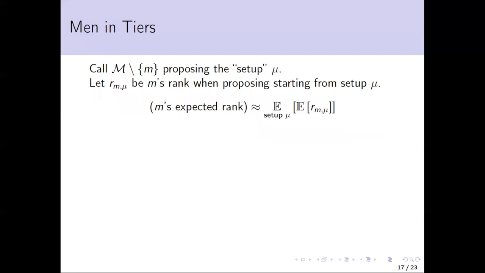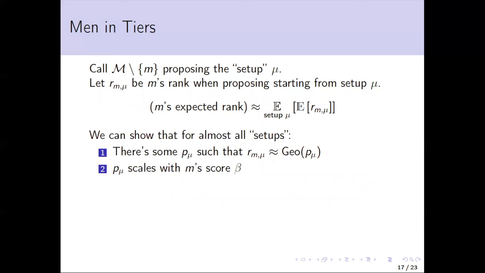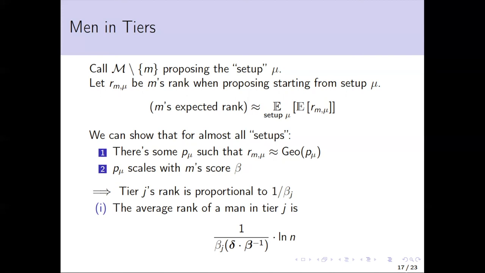So of course, our previous discussion depends on the setup μ before M actually makes his proposals. So now what we need to show is that for all setups, this is in fact true: that the number of proposals needed for M is roughly geometric, with a parameter proportional to this man's score β. And this will lead us to our final result about a man's number of proposals, where essentially it says the number of proposals made by each man is proportional to 1/β.